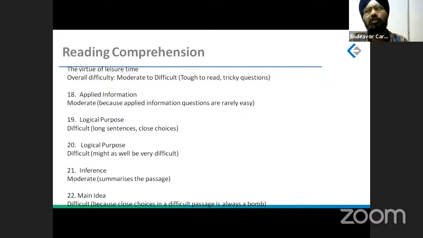Inference. Sort of moderate because it requires you to summarize the passage just like you did in the 18th question. So if you did the 18th question well, I think you would have done it well. Also because attempting question number 21 would have been a so much better option than going for 22, where almost everything, just like the summary question, looks so close. All options look the same.